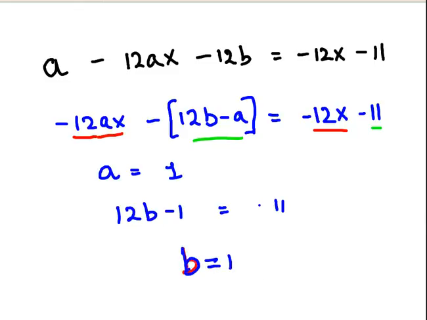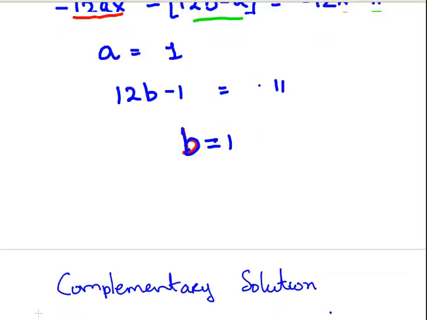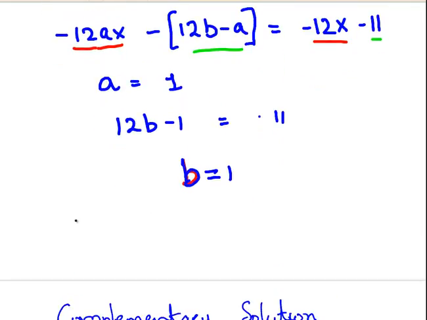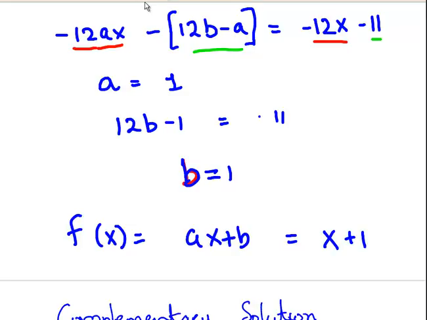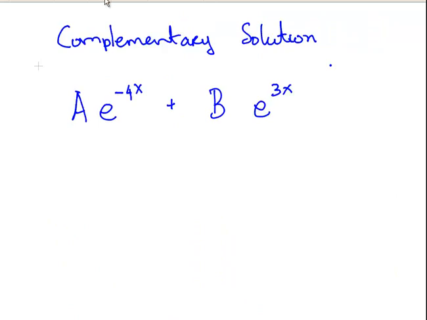So what does that mean? Essentially, our particular solution, f of x, is ax plus b. That's equal to x plus 1. So that's part of our overall solution, that part there. We're going to use this result later on, particularly this bit here. We're just going to get the complementary solution now.